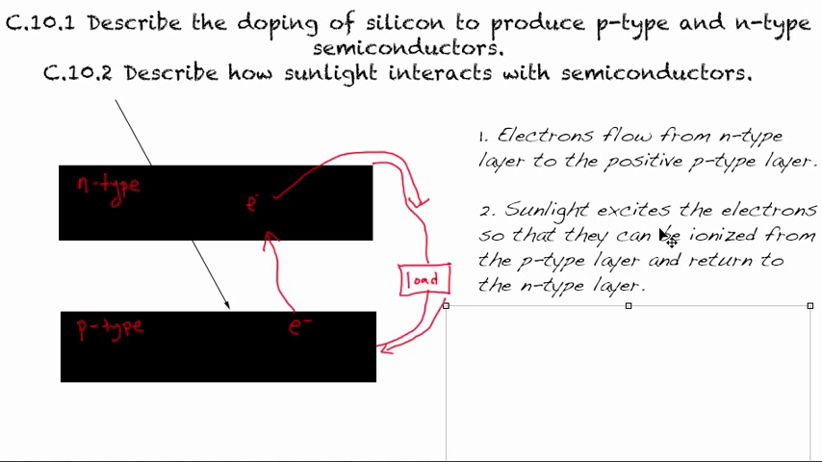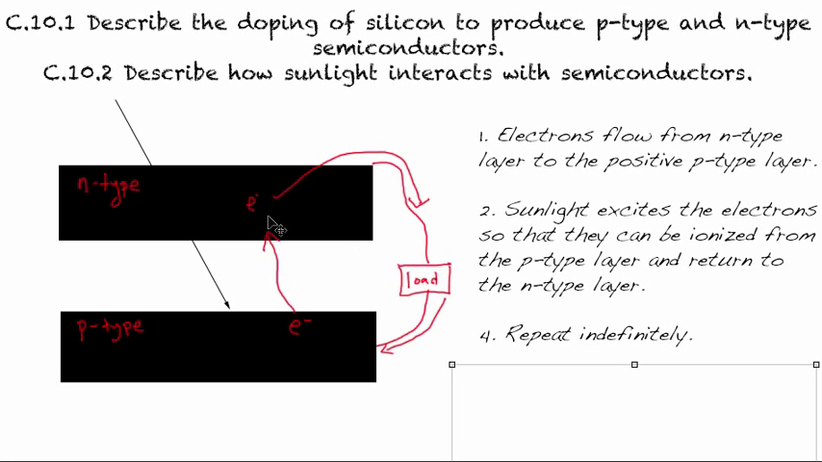So at this stage, the sunlight excites the electrons so that they can be ionized from the P-type layer and return to the N-type layer, and then we can repeat this cycle indefinitely, and that's why solar panels can have such long lifetimes of upwards of 20 years. So this is a really excellent way to gain energy in a completely clean way. The only unclean part of this would be its manufacturing. So we'd have to clean up the manufacturing as well in order to make sure that it wasn't too environmentally destructive.